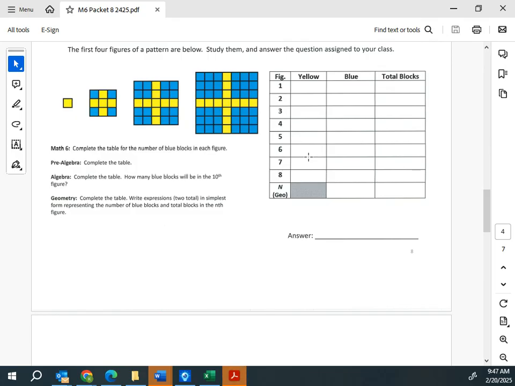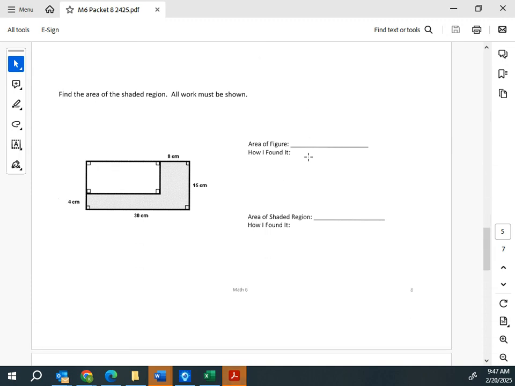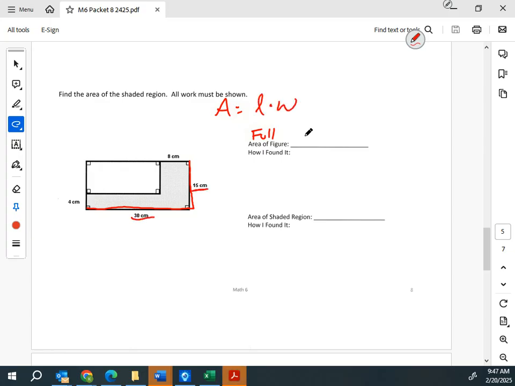Next page. All right, we need to find the area of the figure. That is our full figure. So this is the full figure. Remember, area equals length times width. Length times width. That's what goes here. How I found it, tell me what you multiplied together to get that full figure.